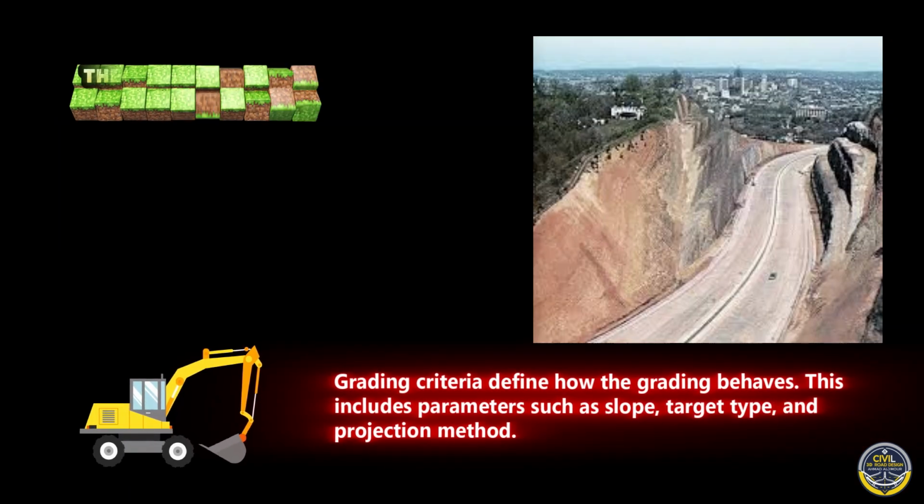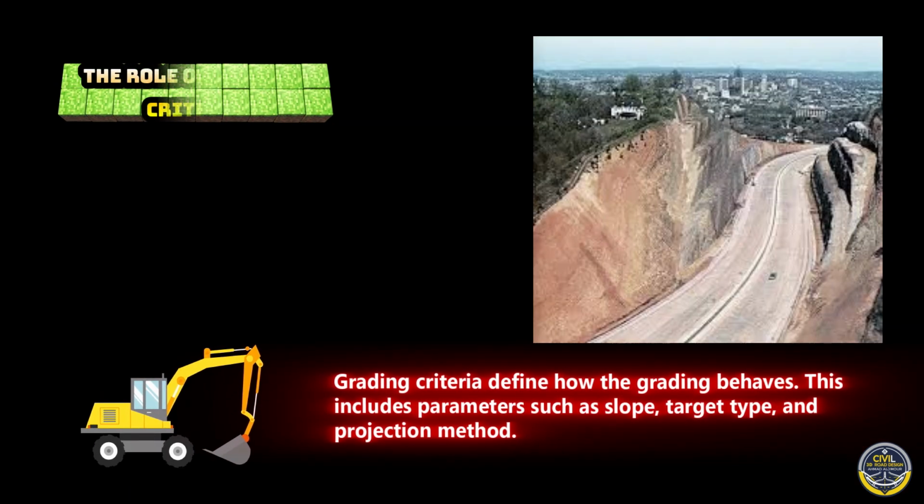The role of grading criteria. Grading doesn't happen randomly. It is controlled by a set of rules known as grading criteria. Grading criteria define how the grading behaves. This includes parameters such as slope, target type, and projection method. When you create grading in Civil 3D, you are essentially applying a predefined set of criteria to a footprint.